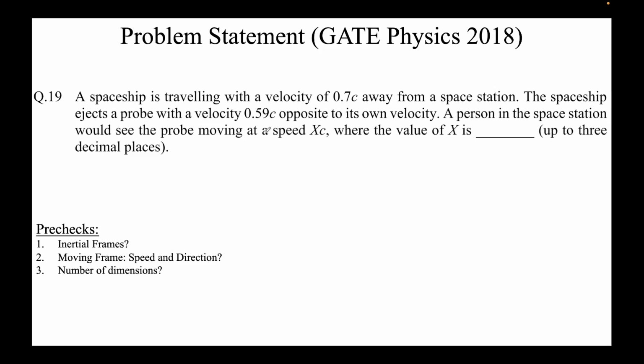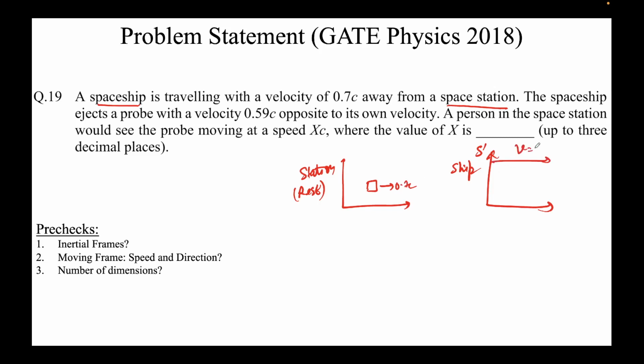Before we jump into solving the problem, we do some pre-checks. Let's draw a couple of frames. The first frame is of a spaceship, and the second frame is of a space station. So there are two entities here. This is a space station, and we'll assume that the space station is at rest. From this space station we'll observe the spaceship moving away from it, and this is the frame of the spaceship on the right, which we call S prime. It is moving at some constant velocity 0.7 c. So this velocity v will be 0.7 c.